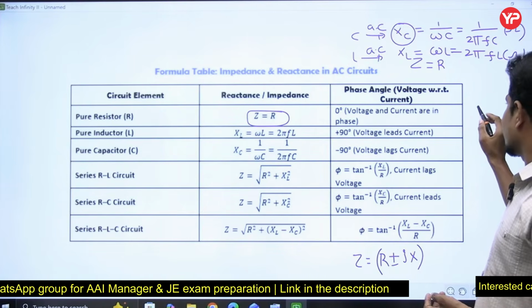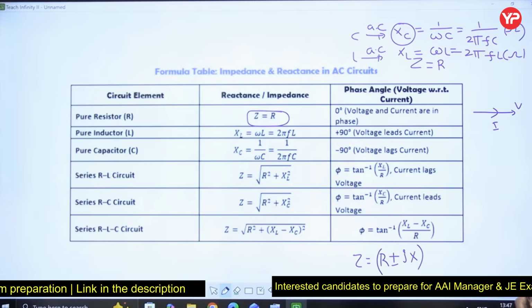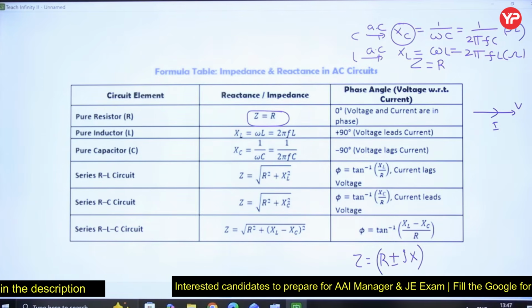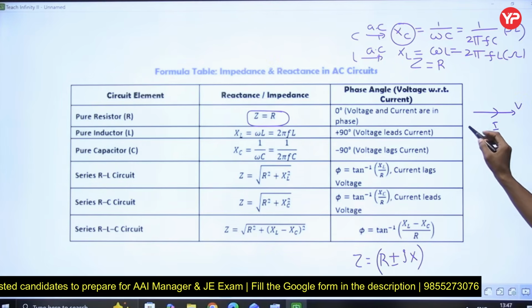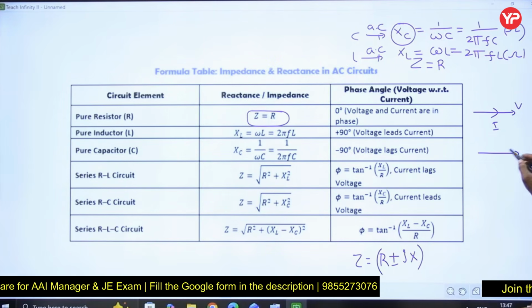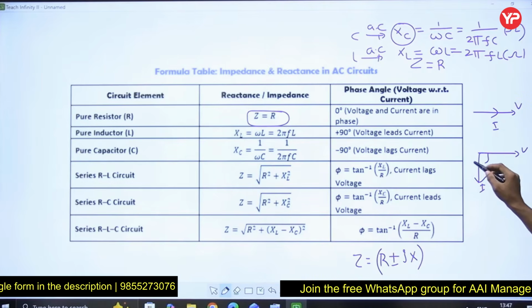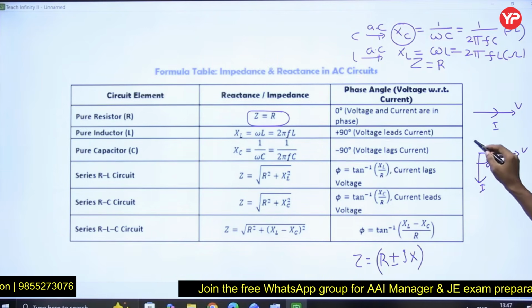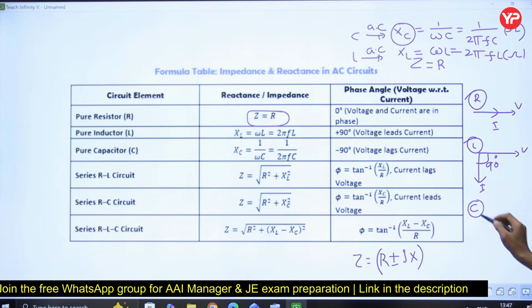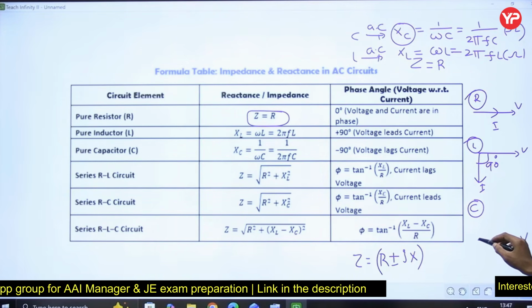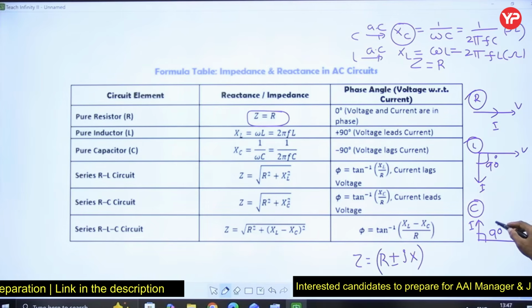Now for a resistance, if you apply voltage, the current will be exactly in phase. Meaning if your voltage is Vm sin omega t, the current will be Im sin omega t. No phase angle difference. As I told you, for an inductor, the current lags. This is V, this is I. The current is lagging. This is for the inductor. This is for the resistor. For a capacitor, this is voltage V, this is current I, and this is 90 degrees, the current leads.